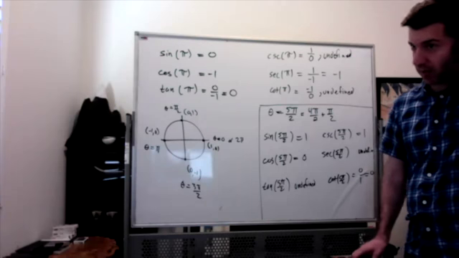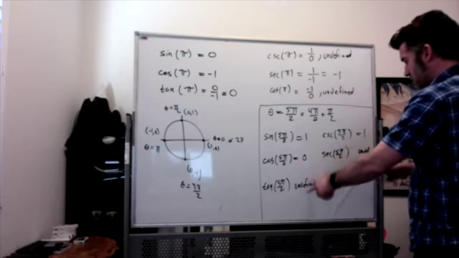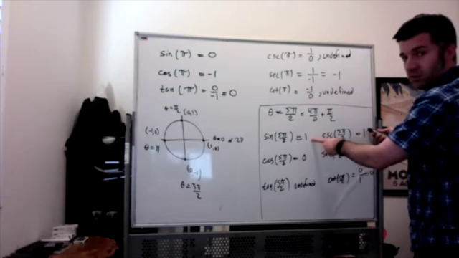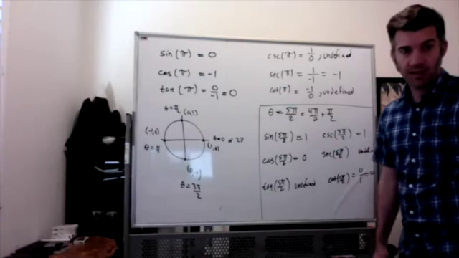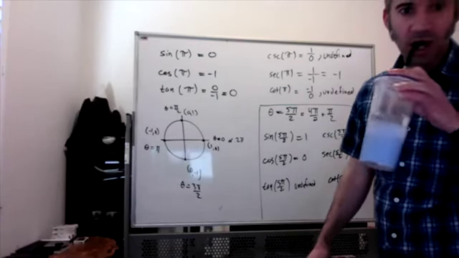So look, same pattern. 2 zeros, 2 undefineds, 2 ones. It's always going to be the case.